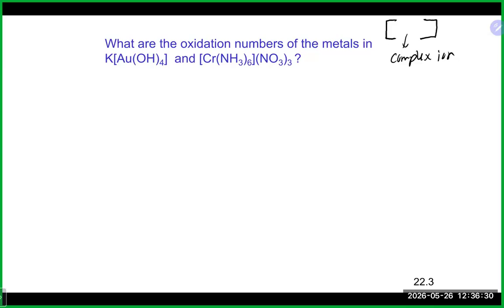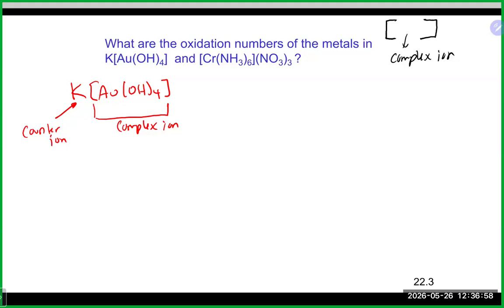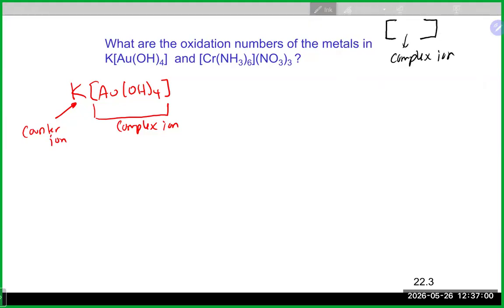All right, let's take a look. Once again, we'll start here with this one. As I mentioned a second ago, typically the bracket part is our complex ion, and that would mean by default this is going to be our counter ion in this particular case. We can go through it like we're assigning oxidation numbers like we've done before.